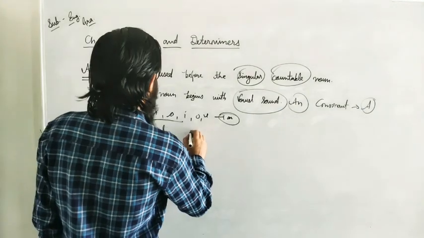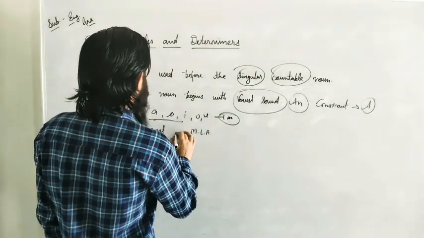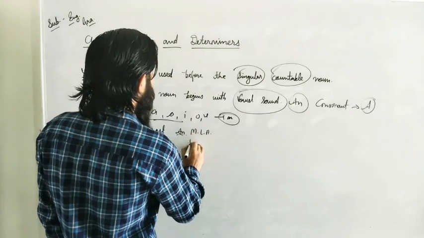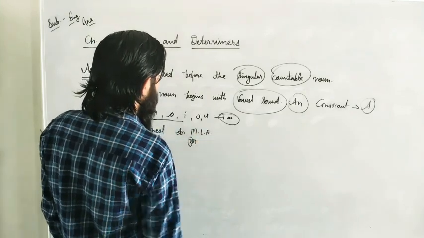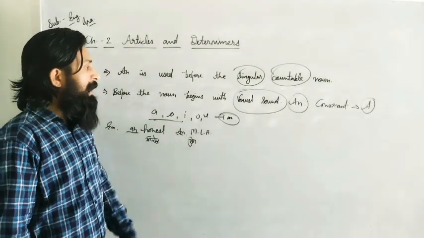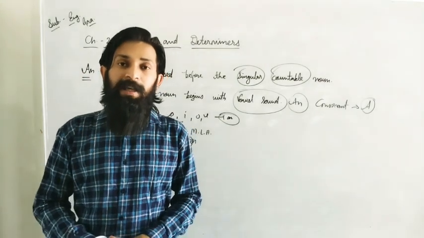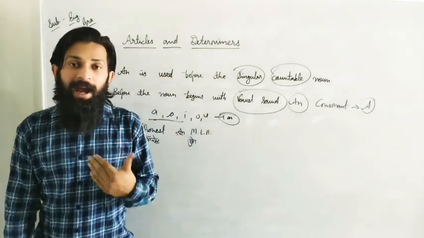If we talk about MLA, then also we have to use 'an', because the sound is 'em' and 'a'. The first sound is a vowel, so we have to use 'an' as an article in such cases. Dear students, that's the major difference between 'a' and 'an'.